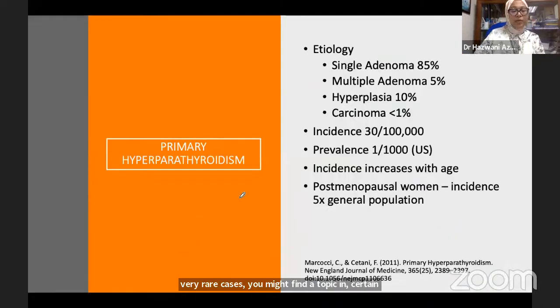So first, I will give a view on primary hyperparathyroidism. Most of them, 85%, came from a single adenoma, multiple adenomas in 5% of them, hyperplastic primary hyperparathyroidism in 10%, and less than 1% of them are malignant, proven from the biopsy. And the prevalence of primary hyperparathyroidism, this is one of the more common causes of endocrine disease, with a prevalence in the US of around 1 in 1,000 of the population. The prevalence increases with age and among postmenopausal women.